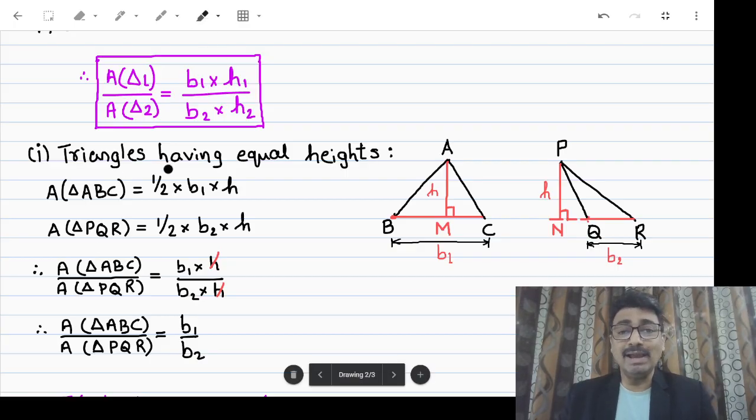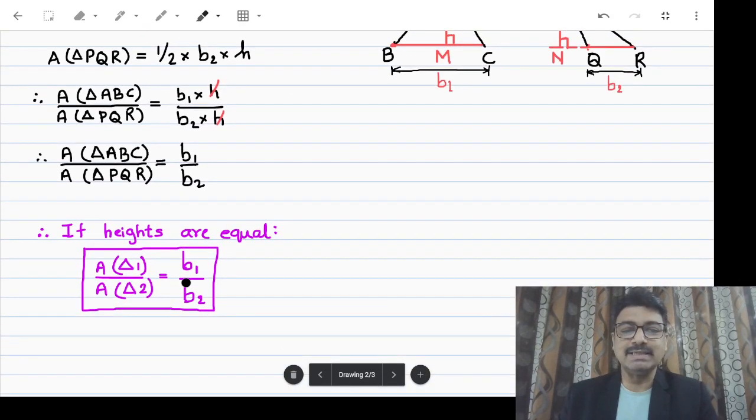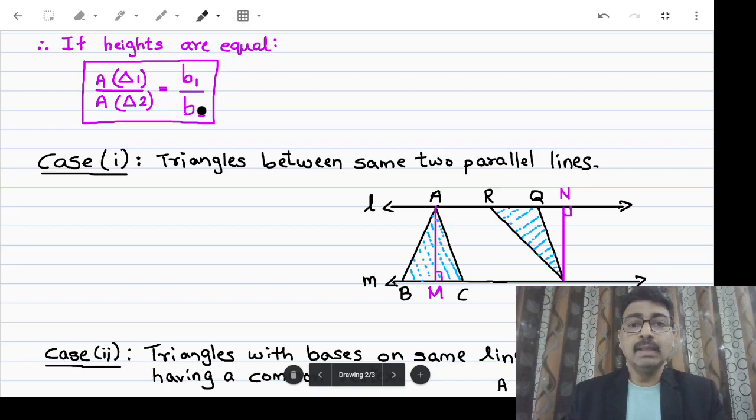Yes. When triangles have equal heights, the ratio of their areas is equal to the ratio of their bases. What did I say? Triangles having equal heights have their ratios of areas equal to the ratios of their bases. I can write this as, if heights are equal, then the ratio of areas of two triangles is equal to the ratio of their bases. Let us consider different cases where we have triangles with equal heights.